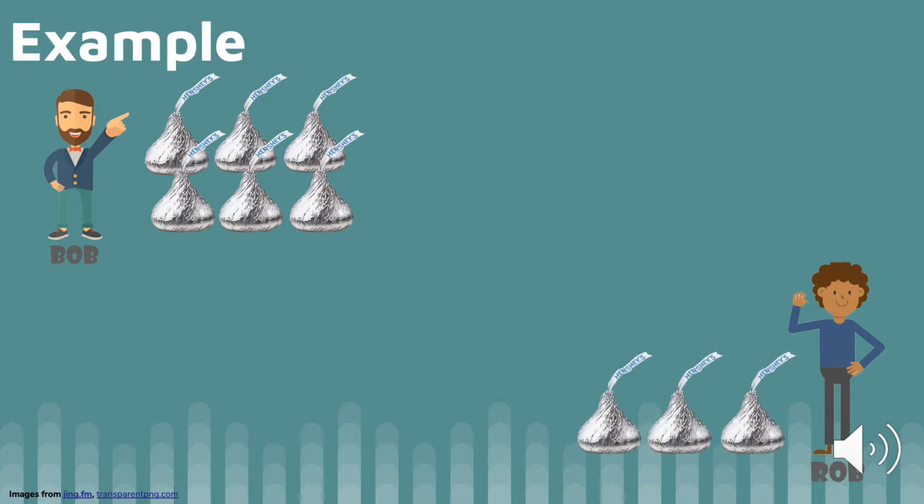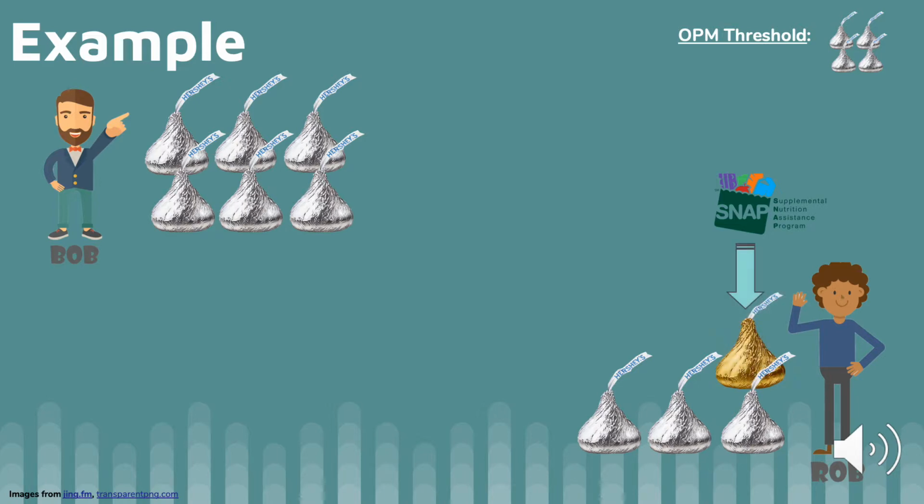For this example, let's assume that the poverty threshold set by the OPM is 4 pieces of candy. So according to the OPM, Rob is living in poverty. Because he falls below the line, Rob is eligible for different government assistance programs. He receives food stamps from the Supplemental Nutrition Assistance Program worth 1 piece of candy. He also receives housing assistance worth another piece of candy.